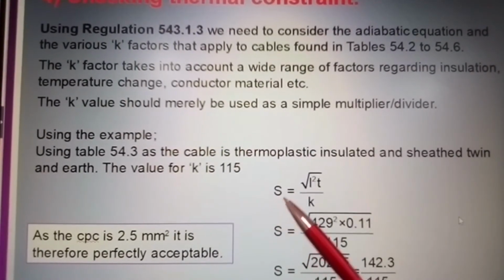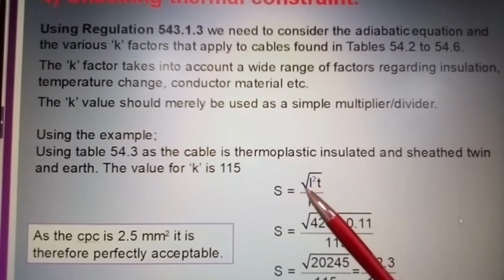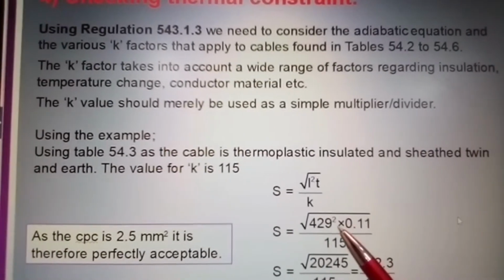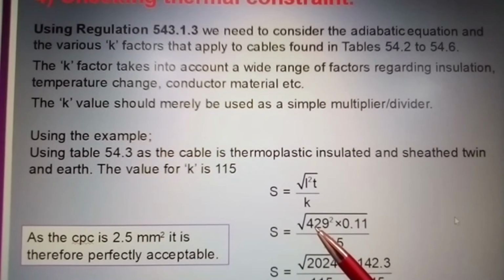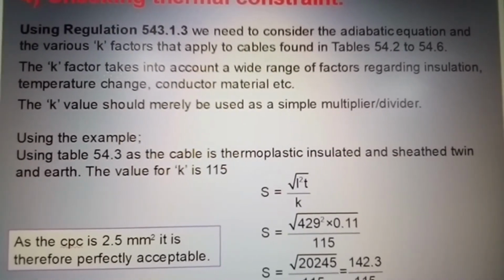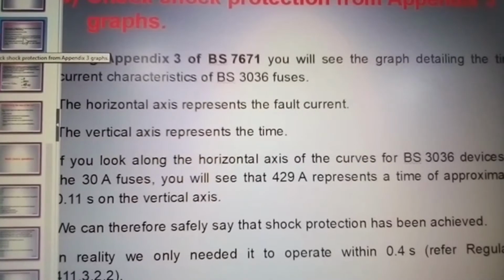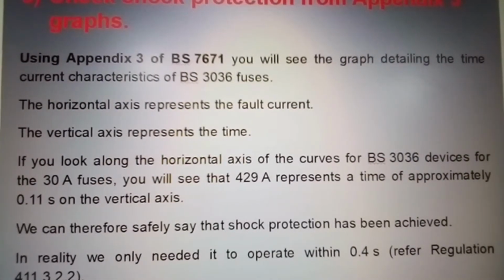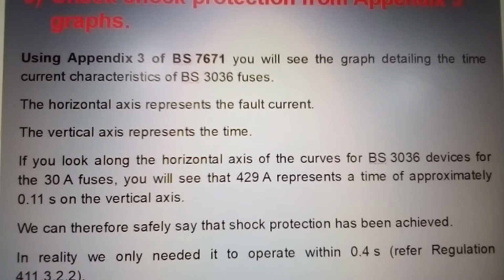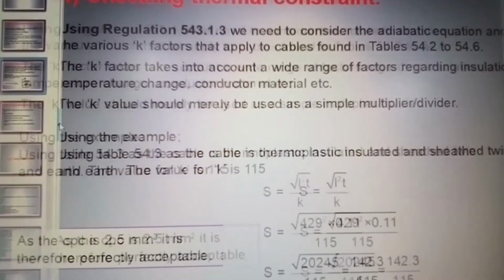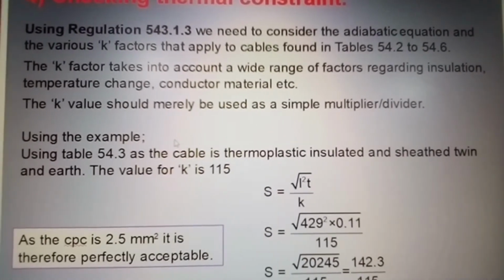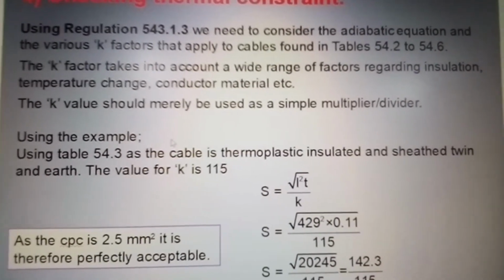Now here you have your formula. S equals the square root of I squared times t over K squared. We know that 429 amps was given in a question earlier, and you'll need to look back at that yourselves. So let me just recap for you. Let's go back a little bit, and you will see that it was given in your previous information, 429 amps, and you see it here. And we have a time of 0.11. Now the thermal constraint is in respect of your K values, so keep that in mind. When you're talking about thermal constraint, that is your formula for your thermal constraint situations.